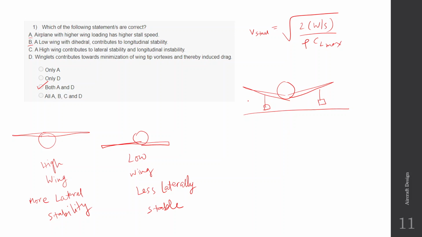And if you also remember, the dihedral prevents the wing tips from hitting the ground during landing. So this option is almost correct, but here it should be lateral. And for the C option, a high wing contributes to longitudinal stability. No, this is also false, as you saw that the high wing contributes to lateral stability, and the high wing does not affect the longitudinal stability.